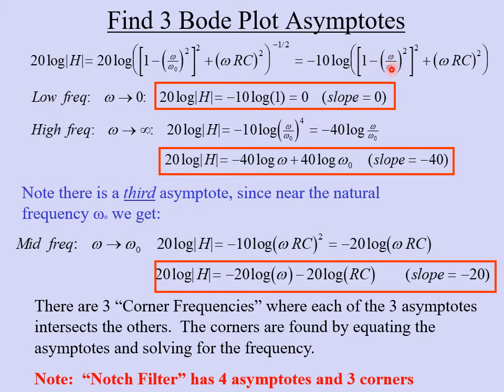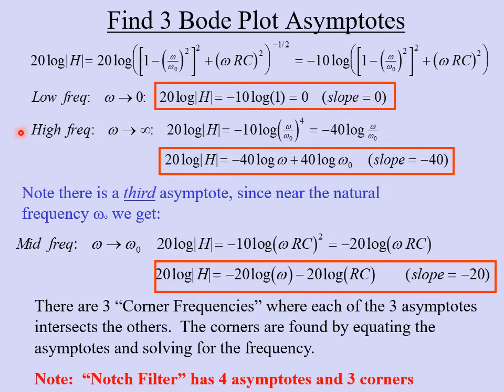Inside the square brackets here, I have 1 minus, and there's my omega, and remember that's going to go to 0. So this is 1 minus 0, which is just 1. And then we have 1, notice it's squared, but 1 squared, of course, is still 1. So what I have here is negative 10 times the log of 1, and that, of course, is 0. So this tells us that our slope, first of all, it's 0 decibels at low frequencies, and also it's constant. There's no slope. This is just a horizontal line at 0 decibels.